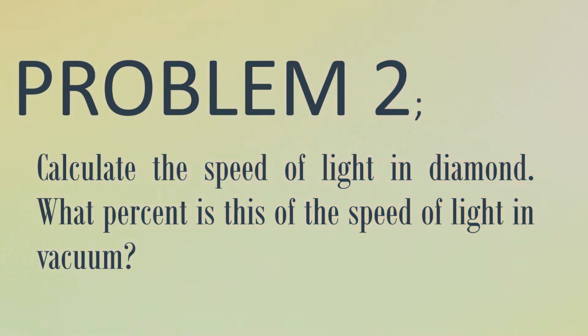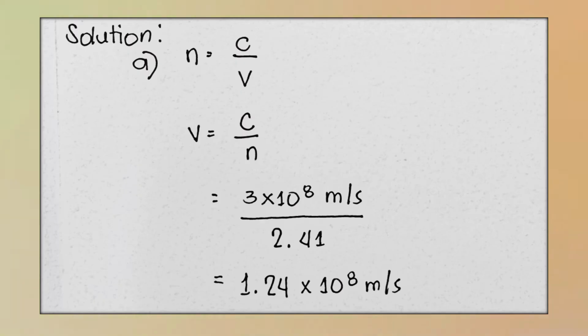Another problem under the index of refraction. Calculate the speed of light in diamond. What percent is this of the speed of light in vacuum? For the second problem, we need to calculate the speed of light in diamond and the percent of this speed of light in vacuum. So first thing to do is to write the given, but unfortunately I wasn't able to indicate the given. But we all know that the index of refraction is equal to 2.41 and the speed of light is 3 times 10 raised to 8 meters per second.